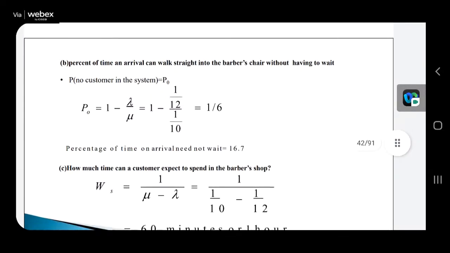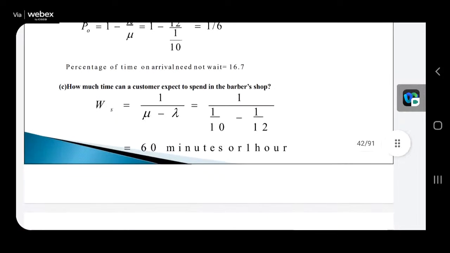So for question C, since you can't scroll back again and again, I have typed the question here itself. Question C was, how much time can a customer expect to spend in the barber shop? It is the time he spends in the system, WS, 1 by mu minus lambda. So it is 60 minutes. You can convert it to 1 hour.